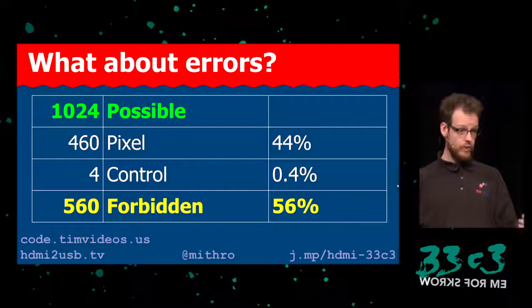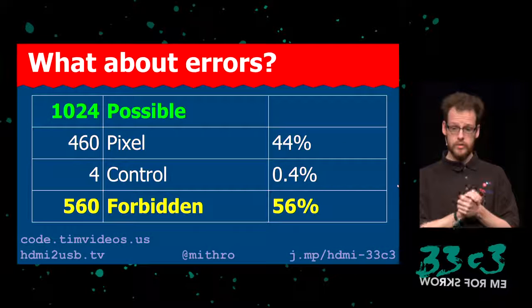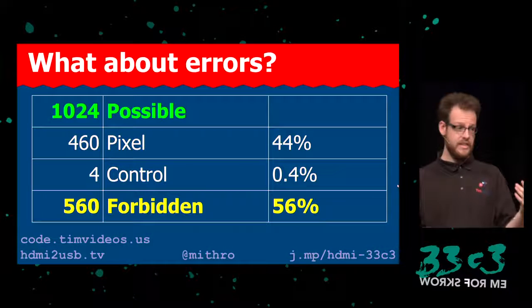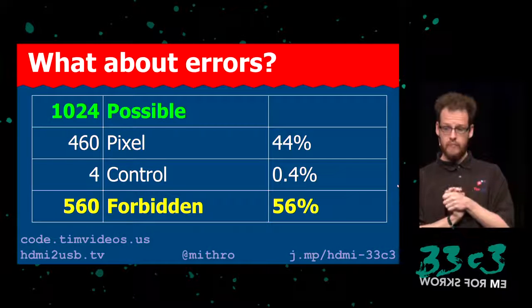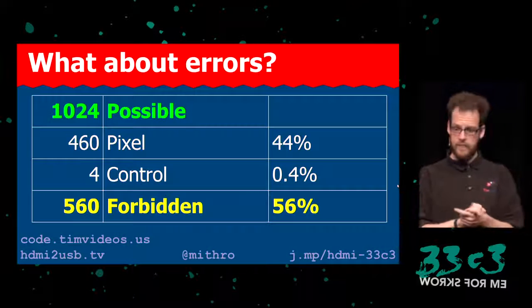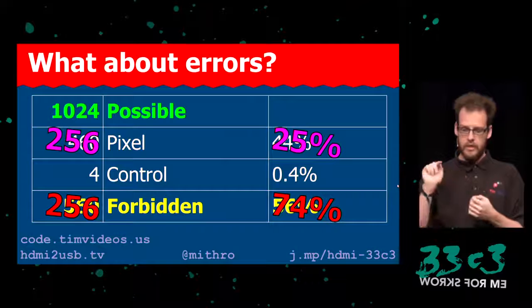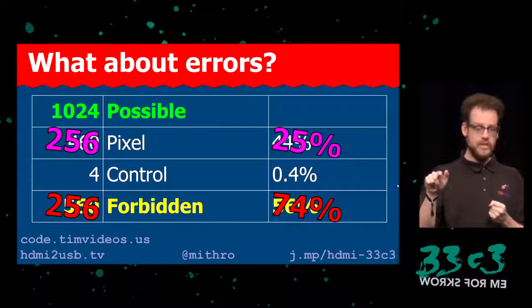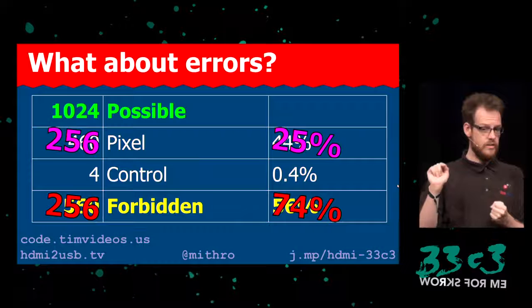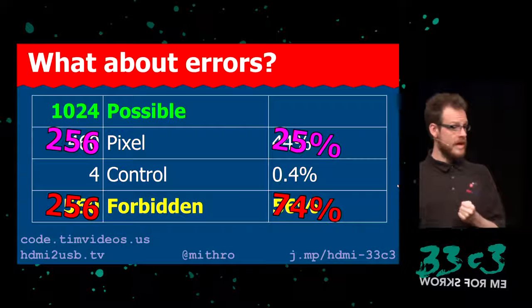So as I said, there's 1024 possible choices for 10-bit symbols, of which 460 are valid pixel symbols, 4 are valid control symbols, and 560 symbols should never, ever be seen no matter what. That's like 56% of our space that should never be seen. But it's actually better than that. We know because of the running DC bias that there are 256 valid pixel symbols at any one point.